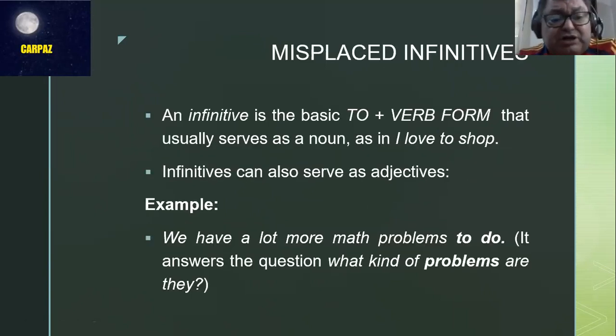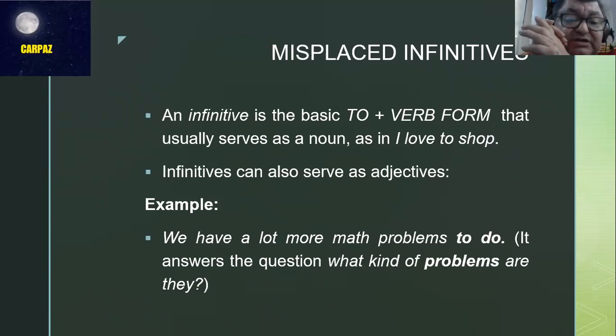The other modifiers are the infinitives. As you already know, an infinitive is the basic form of to plus a verb form. And they usually serve as nouns, as in, "I love to chop." The infinitive to chop is the direct object of the verb love. I love what? To chop.